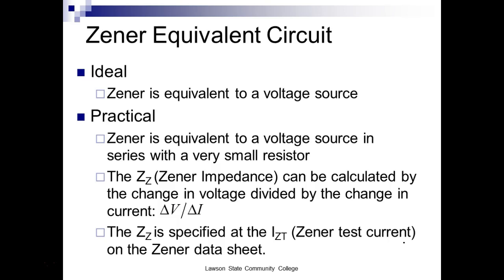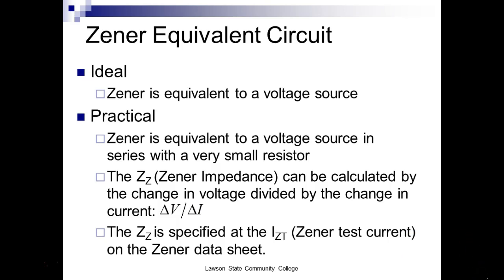It's specified as IZT, Zener test current, on the Zener data sheet. It's specified at the data sheet. Are we okay? That makes sense? Usually we don't use that. In fact, we don't use it.